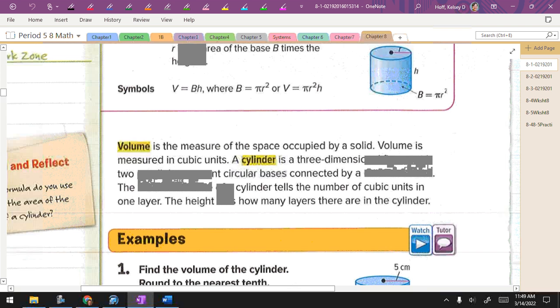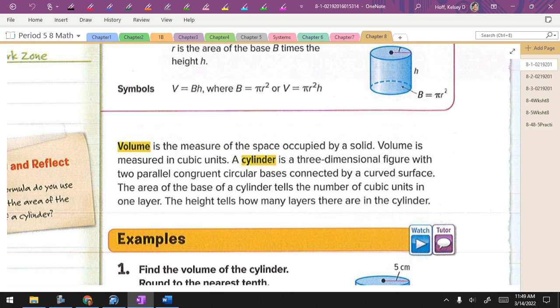Volume is the measure of the space occupied by a solid. It is measured in cubic units, whether it's feet, meters, liters, whatever. It's cubed: feet cubed, meters cubed, centimeters cubed. A cylinder, you guys know as a can, is a three-dimensional figure that has two parallel, meaning they'll never touch, congruent, meaning they're the same size, circular bases connected by a curved surface.